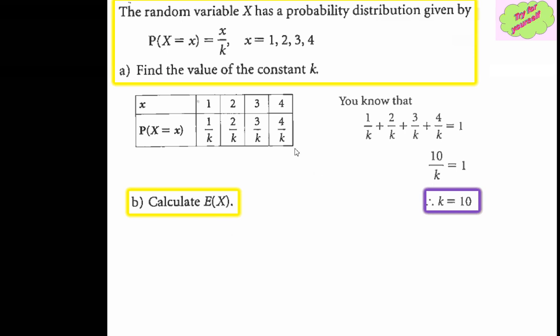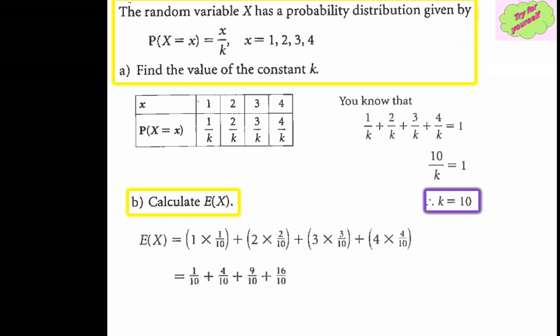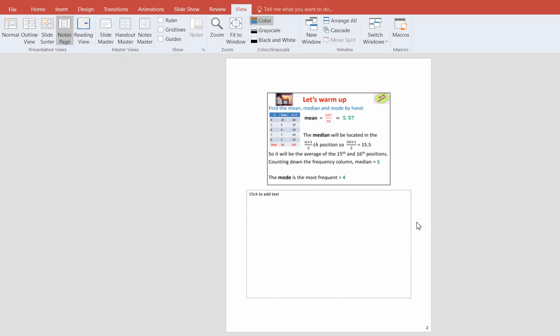Now you know that k is 10, so the probabilities are 1/10, 2/10, 3/10, 4/10. To calculate E of X, it's 1 times 1/10, plus 2 times 2/10, plus 3 times 3/10, plus 4 times 4/10, which we can show here. Work them all out and add them together. You'll get 1/10, plus 4/10, plus 9/10, plus 16/10. Add that all up together, and you'll get 30 over 10, which simplifies to 3. Bravo. And that's the end of the lesson. Thank you.